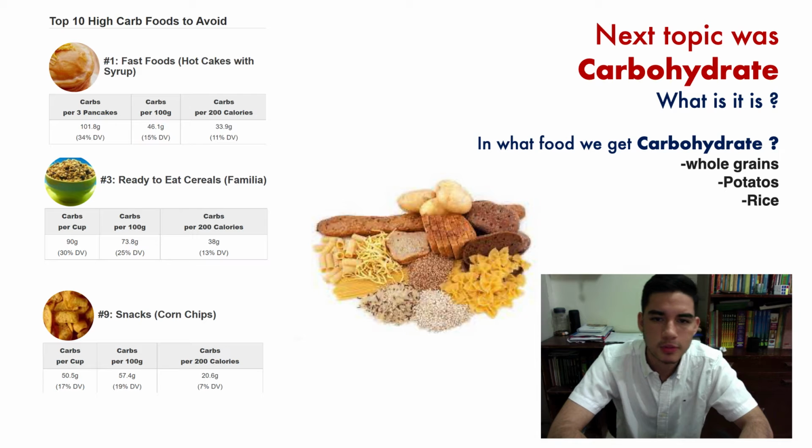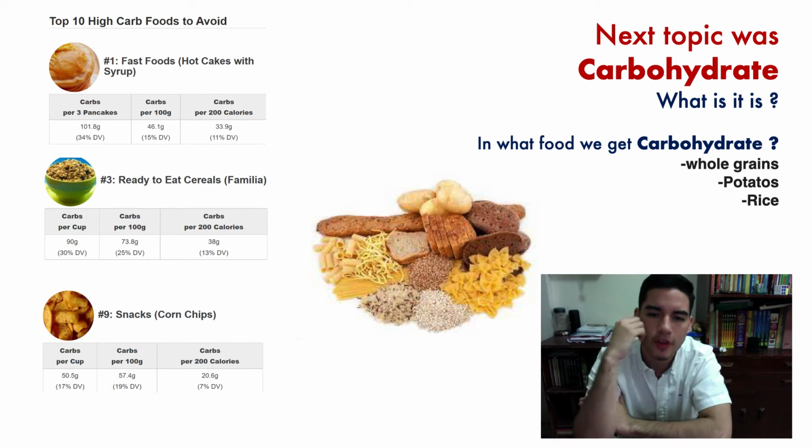Okay, and the next topic was carbohydrates. What are they? Carbohydrates are a group of chemically defined substances with a range of physical and physiological properties and health benefits. As with other macronutrients, the primary classification of a dietary carbohydrate is based on its chemistry, that is, the number of individual monomers.